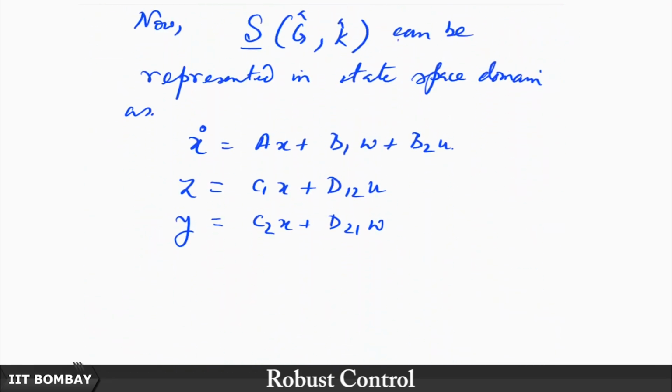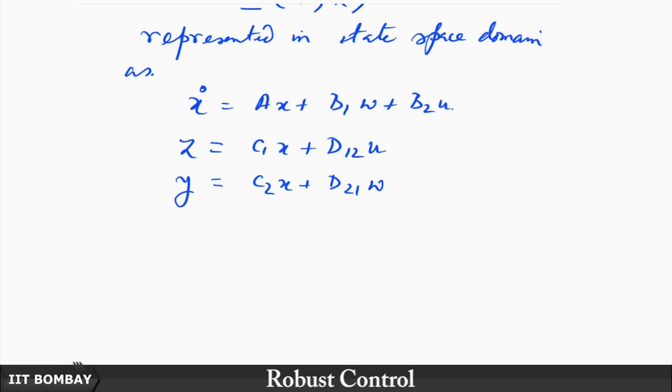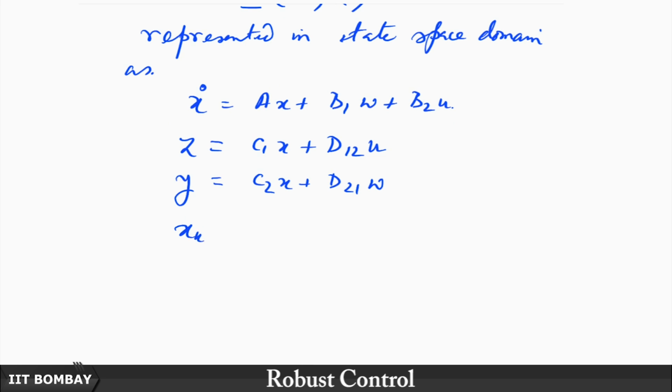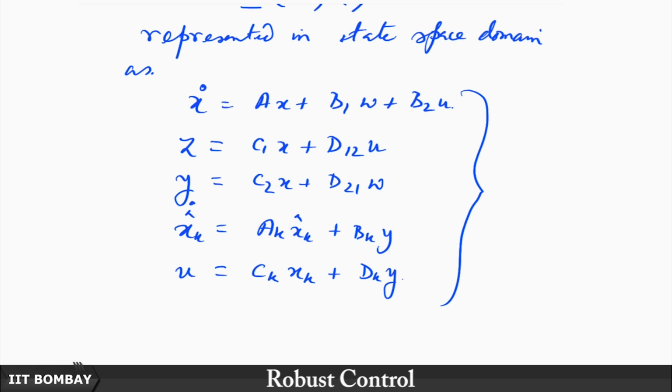But now I have to combine this with the expression for K hat. So, the states of the controller are represented by xk. So, xk hat dot is equal to Ak xk plus Bk y, because y is fed into the controller. It is the output that is used for feedback, right. And the output of the controller is the control signal which is fed to the plant in turn. So, this is Ck xk plus Dk y. Okay. So, this is our entire representation.